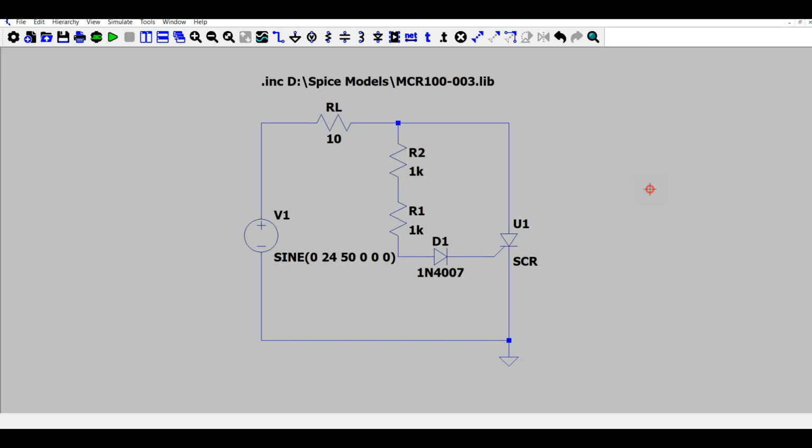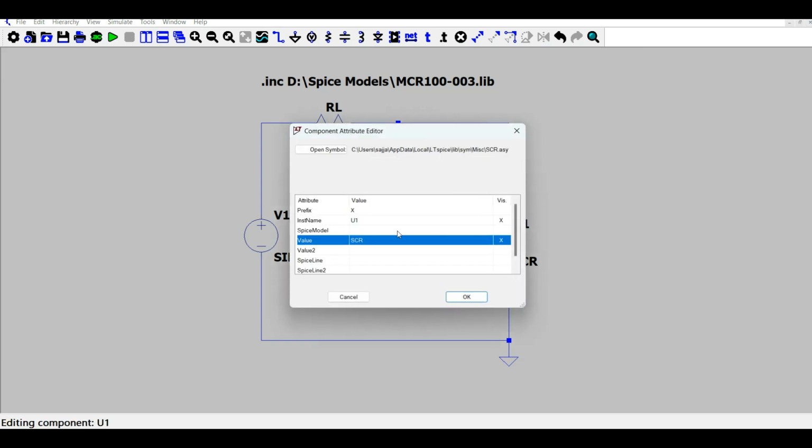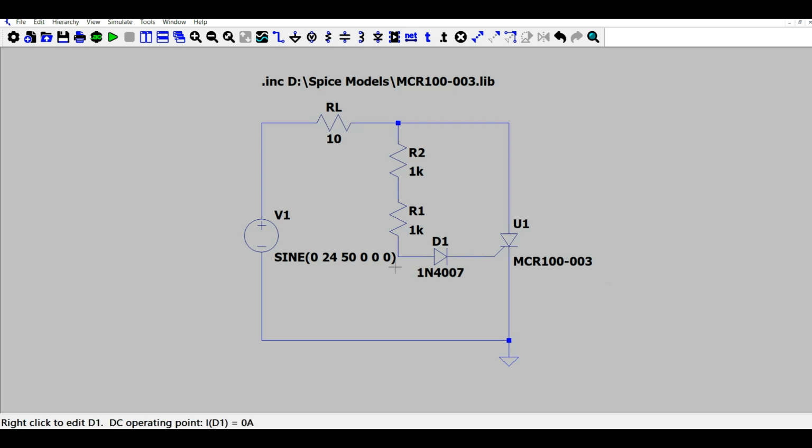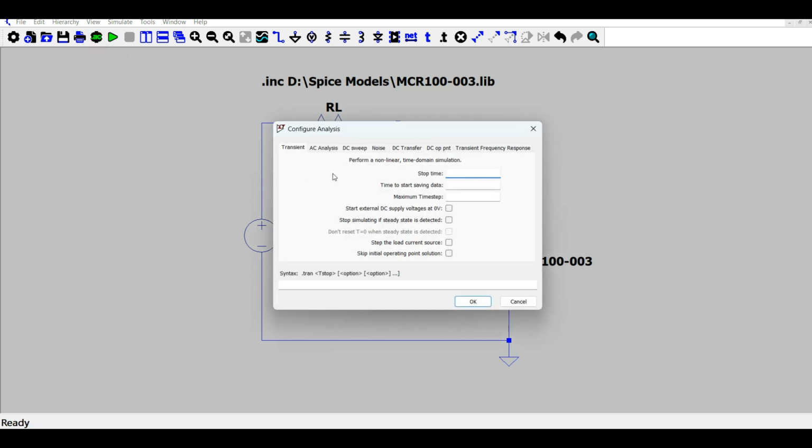So we'll copy this and paste it at the place of SCR name. So here we have selected the part numbers with the respective spice models. Now let's go to the configure analysis and set the simulation time to, let's suppose, 200 milliseconds, which is approximately 20 cycles for a frequency of 50 hertz.